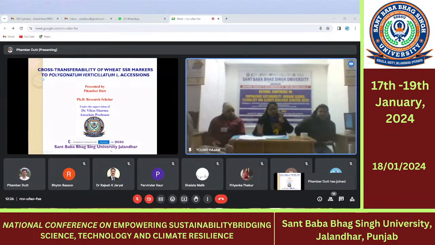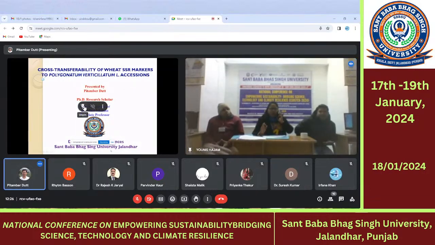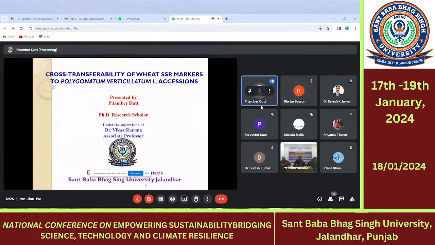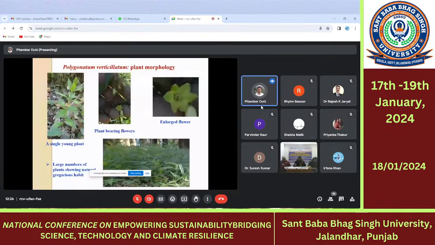The cross transferability of the wheat SSR markers to the Polygonatum verticillatum accessions. And this is the Polygonatum verticillatum plant in its natural habitat. You can see the plant in natural habitat along with its various isolated parts, like the flower.